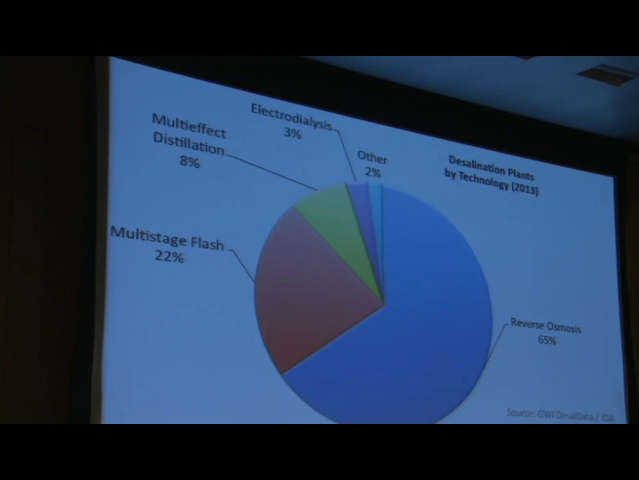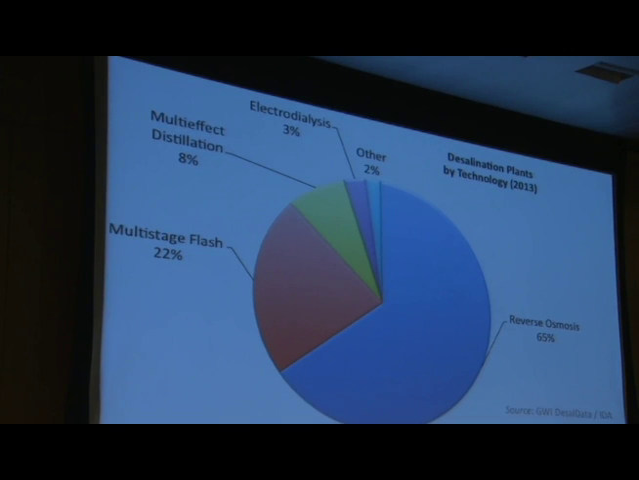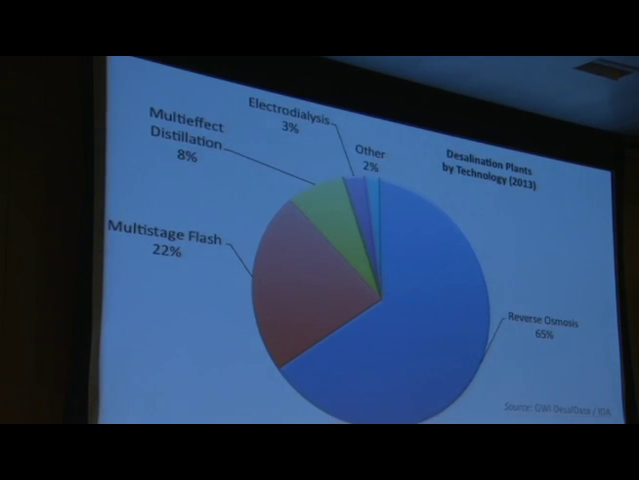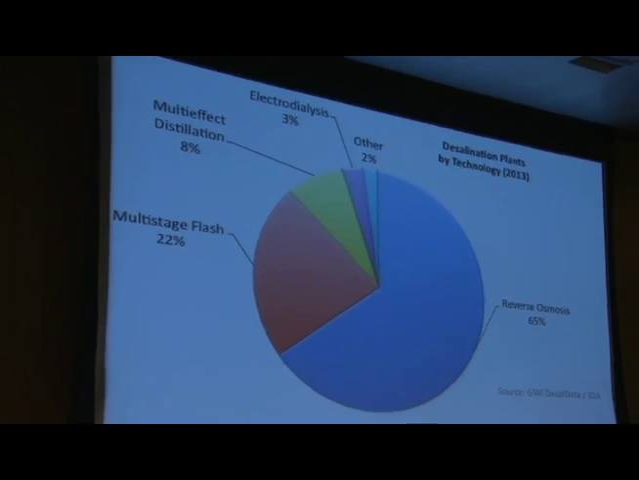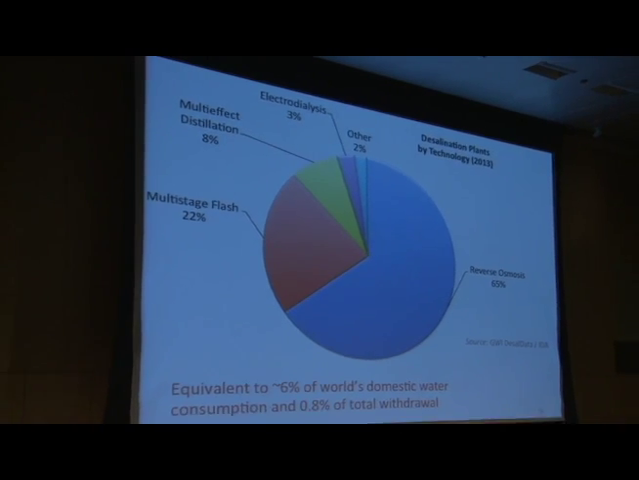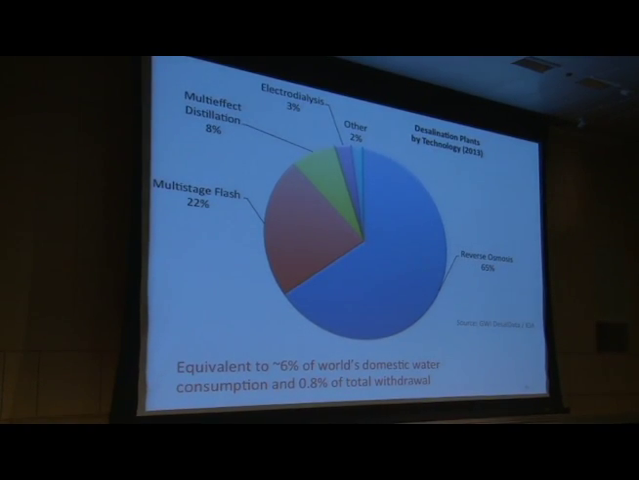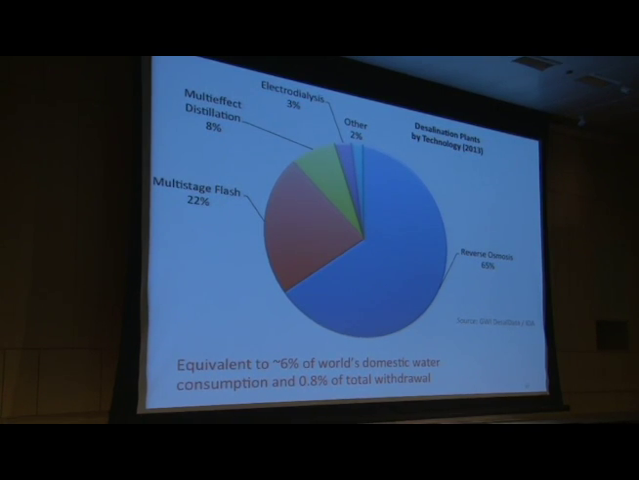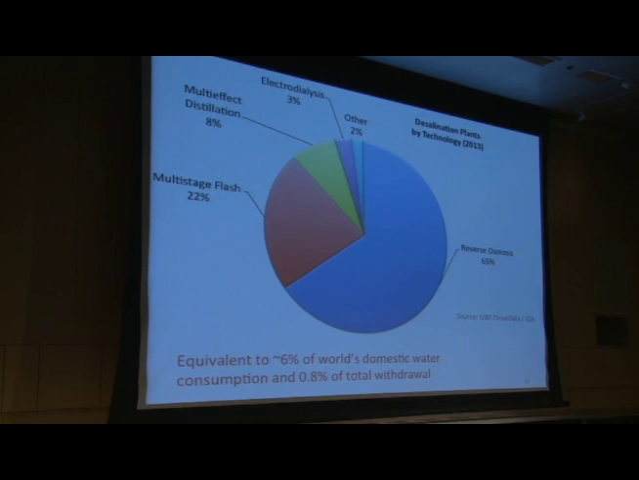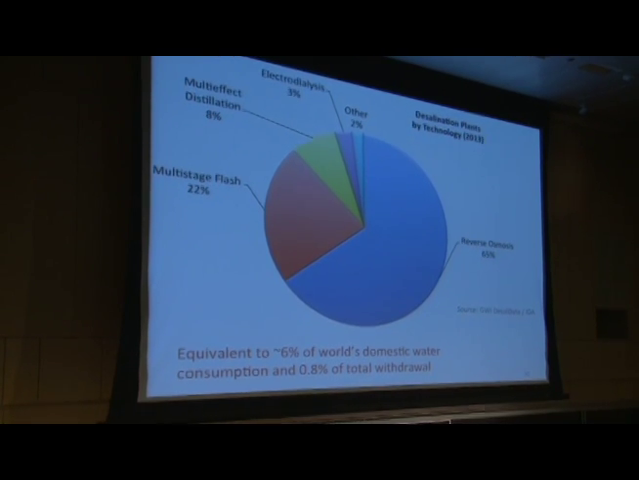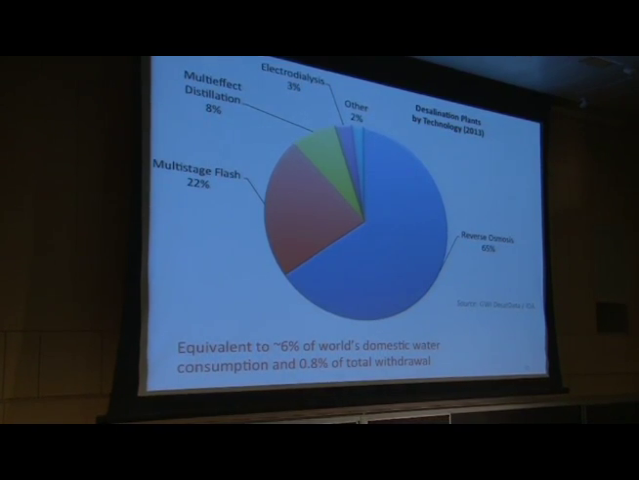Total of, actually today, close to 90 million cubic meters per day of water are produced by this means. As it happens, that's equivalent to about 6% of the world's domestic water consumption. It's not all used that way. Some of it's used for power plants. For example, in Gujarat, the world's largest oil refinery has a distillation plant that provides all of its water.